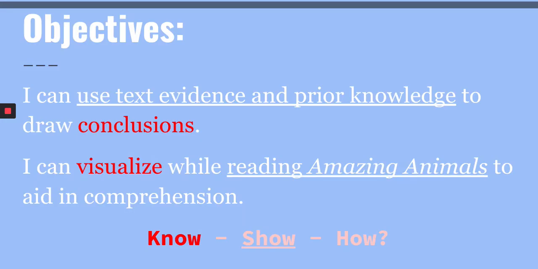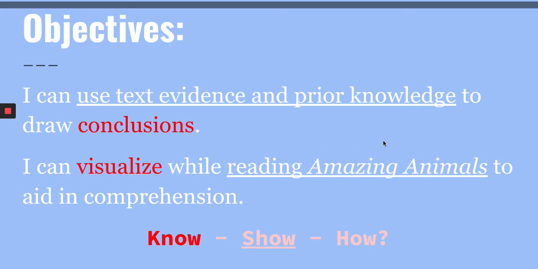All right, so for our objective today, we have two. The first one reads, I can use text evidence and prior knowledge to draw conclusions. Number two, I can visualize while reading Amazing Animals to aid in comprehension. Looking at these two objectives, we're going to identify the know, show, and the how.